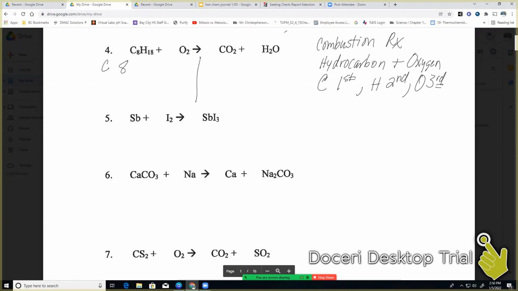All right, so I'm just going to start like we do. I have 8 carbon. Hydrogen, I have 18. Oxygen, 2. And on this side, 1 carbon. Hydrogen, I have 2. And how many oxygen do I have? 3.